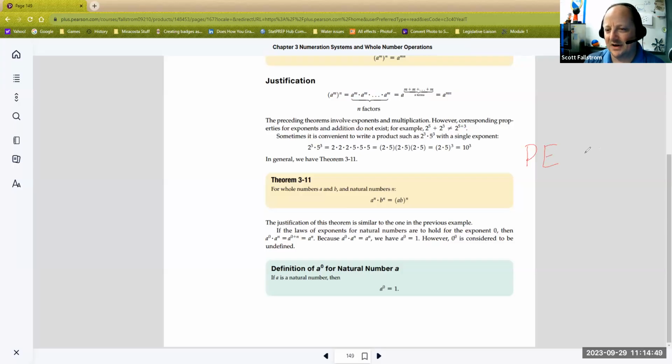Some of you remember PEMDAS. M and D are kind of together. Multiplication and division are read from left to right, whichever comes first. So it is not that you always do multiplication before division. And addition and subtraction are at the end with the same. Addition and subtraction are whichever comes first from left to right. So I've grouped them a little bit here for PEMDAS.